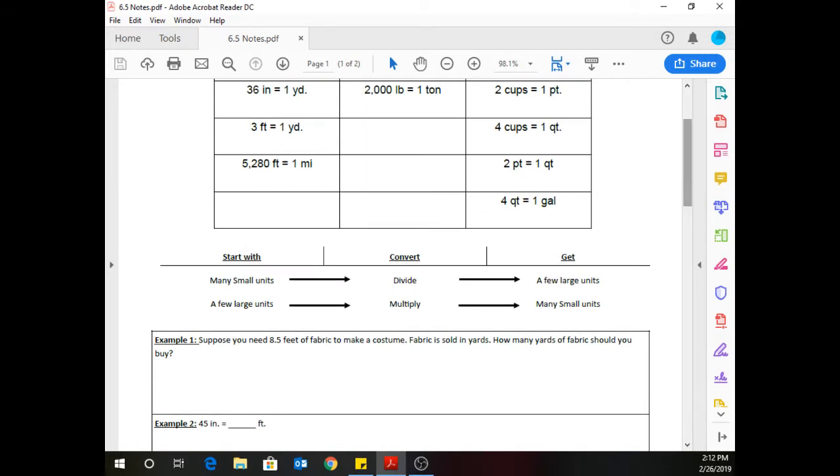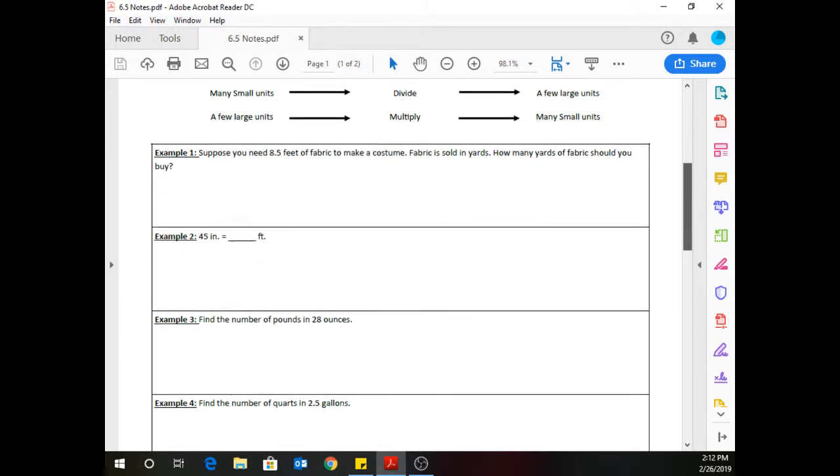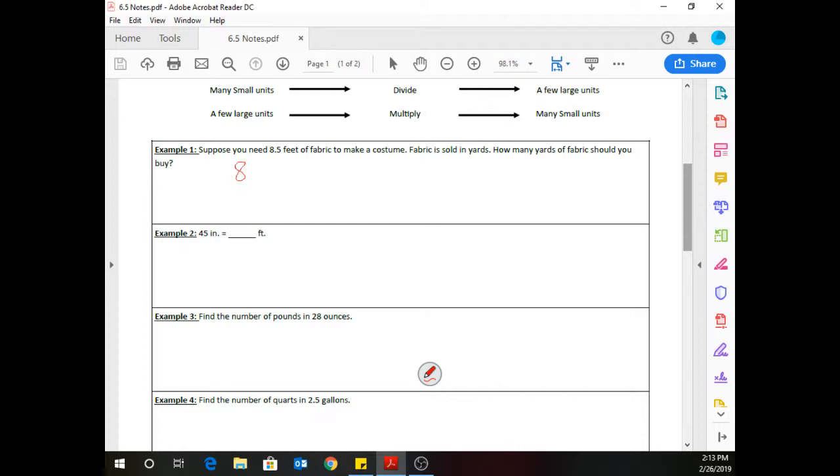So for every yard, there's 3 feet. Everybody with me? For every yard, there's 3 feet. So if you have 8.5 feet, I'm going to do it the way I would do it, and then I'll show you the other. You need to write down both ways. Pencils need to be up and pencils need to be moving. So you have 8.5 feet. And we know that 3 feet make 1 yard. We're just writing that ratio. 3 feet, 1 yard.